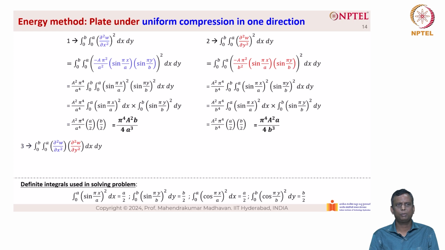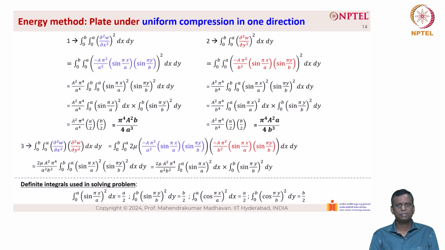And for equation 3, which is the integral from 0 to b, 0 to a, of ∂²w/∂x² into ∂²w/∂y² dx dy, we have a big equation when we substitute the values of ∂²w/∂x² and ∂²w/∂y². We can simplify this further. When we simplify this, we get the value 2μ π⁴ a² divided by 4ab.